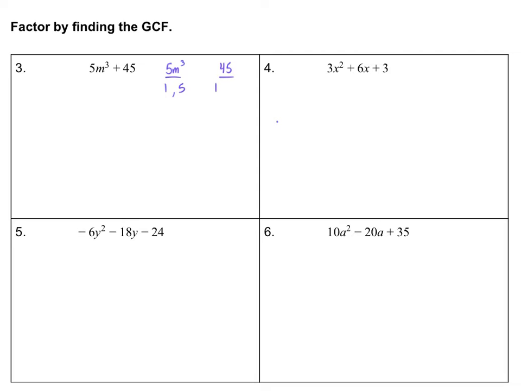So 45, we have 1 and 45. We have 3 and 15. We have 5 and 9. I believe that is it. So if we want the largest factor, it's going to be 5. So 5 is our GCF. So I'm going to write that down.